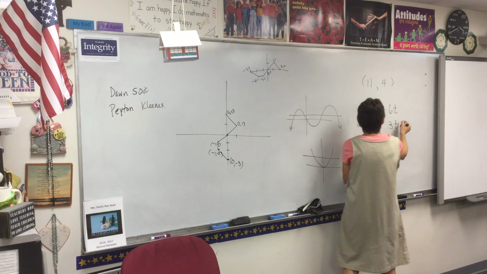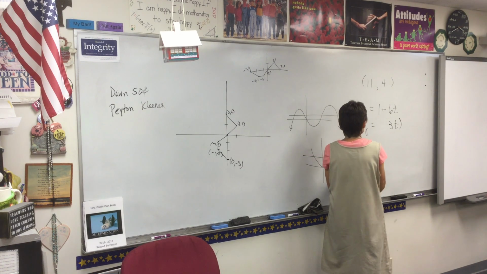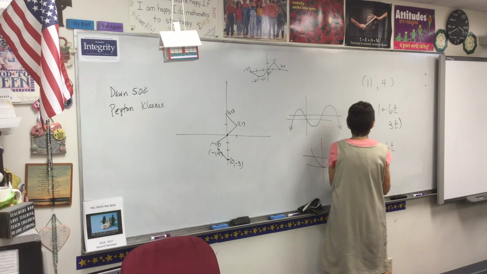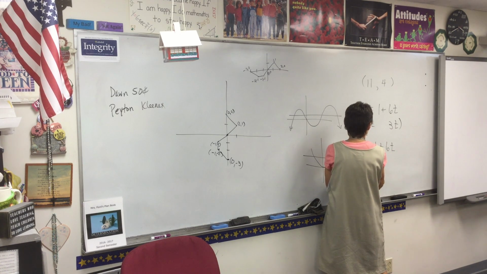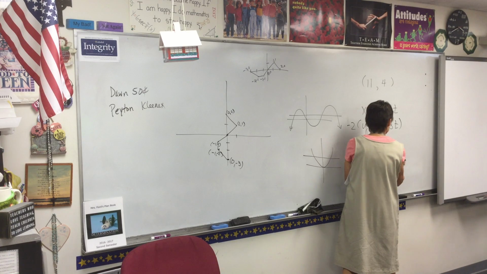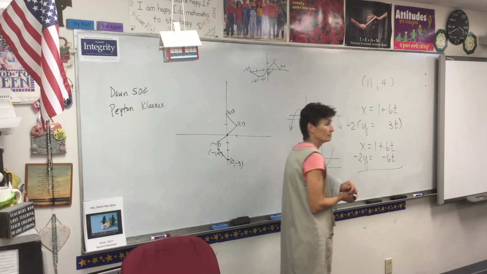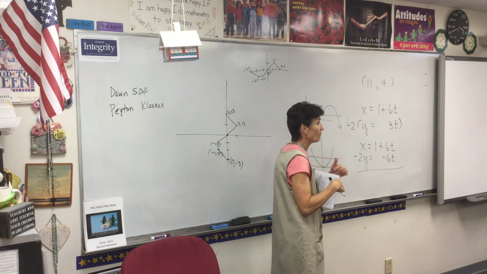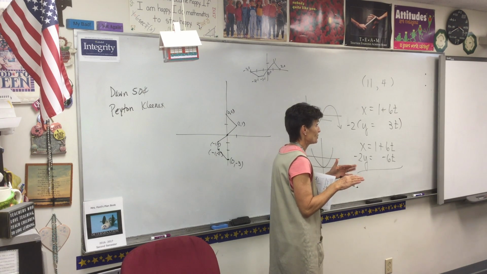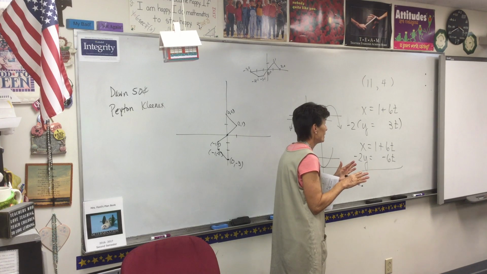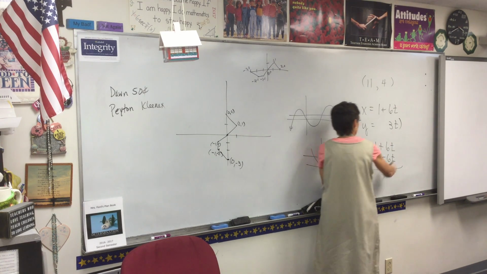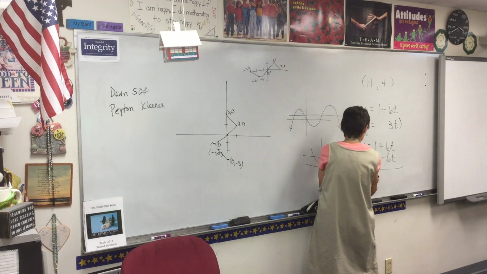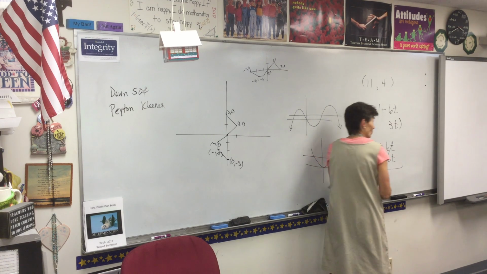Jalen says multiply the y row by negative 2. So we have x equals 1 plus 6t, and then negative 2y equals negative 6t. The idea in this problem is to get rid of the t's. You've got to have an equation with no t's. So Jalen says, hey, let's just eliminate the t's. So what's left? x minus 2y equals 1.